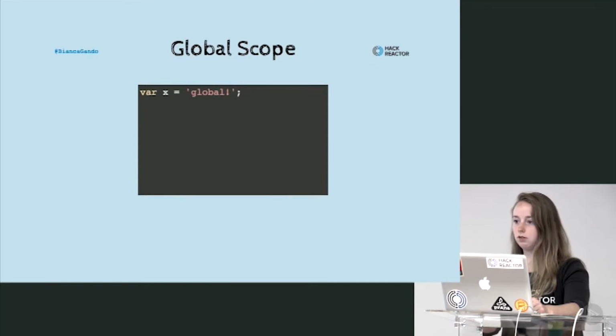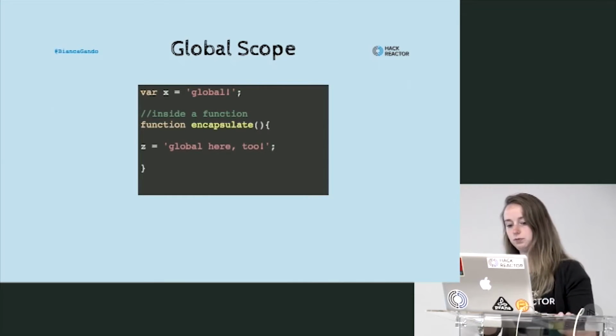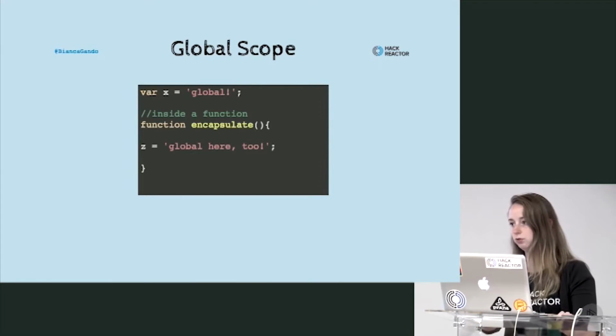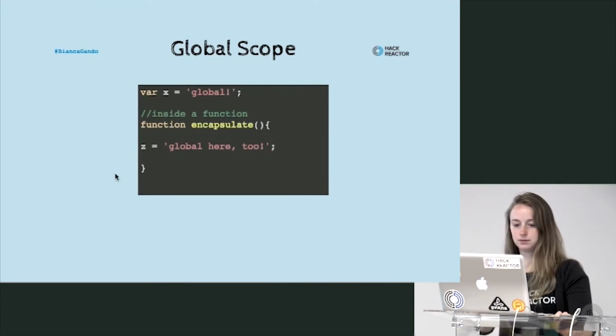So one way to create something in the global scope is to simply, outside of a function, say var x equals global. Or even if it's inside of a function, you could leave the var off. This would still work. It just automatically makes that variable part of the global scope. So make sure that you do have those vars. Now the indentation there is not relevant in JavaScript? No, white space doesn't matter. Okay.